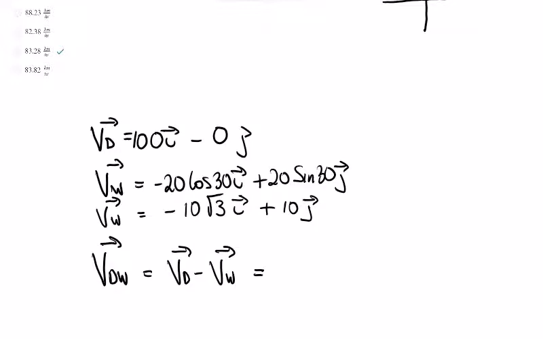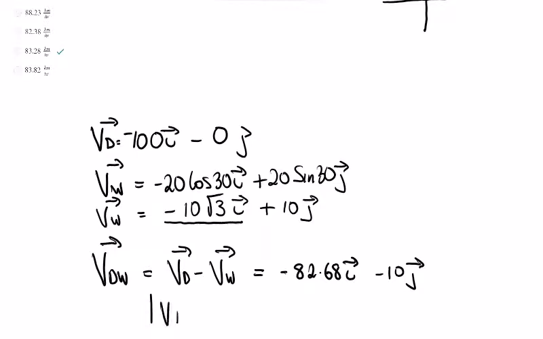Now I'll do that in a calculator. It's due west, so minus 100. Minus 100 plus this 10 root 3 is going to give me 82.68, minus 82.68 in the I direction. And then in the J direction we have the 0 minus 10, so minus 10 in the J direction. That's the velocity of the drone relative to wind.